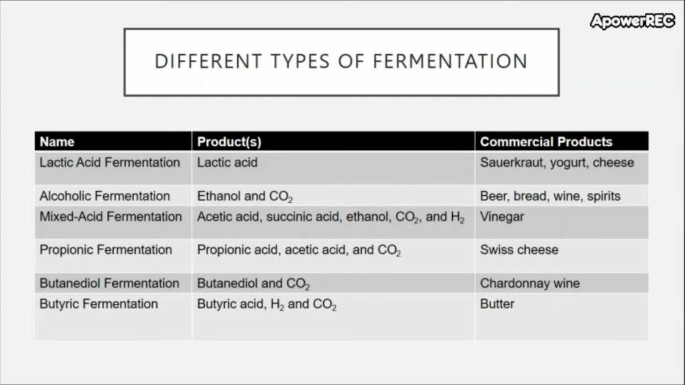Next, we have butane-diol fermentation, which makes butane-diol and CO2. This is used in producing Chardonnay wine, which gives that characteristic Chardonnay flavor. And finally, we have butyric fermentation, which makes butyric acid, H2, and CO2. And butyric acid, as its name is derived, has a buttery flavor to it.